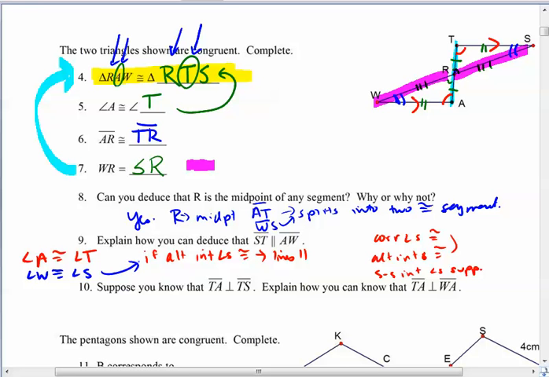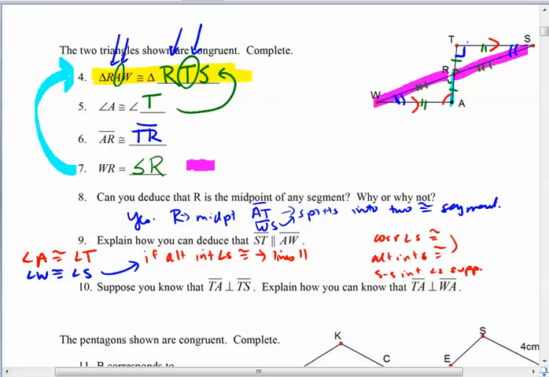Suppose that you know that TA is perpendicular to TS. So let me erase this mark here and put in a 90-degree symbol here. Explain how you know that TA is perpendicular to WA.